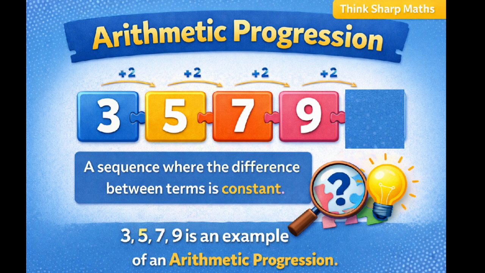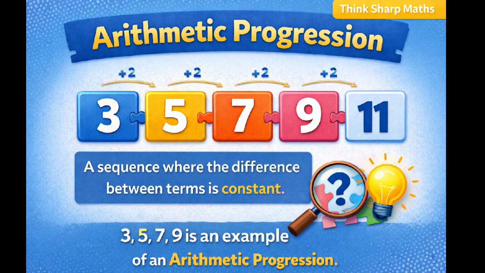See on the screen, we have a number pattern: 3, 5, 7, 9. Can you guess what number will come next? Yes, correct, 11. Why is it 11? How did you get it? Because each time we are adding 2 to it. So that's why 11 will come, and after that, 13 will come.